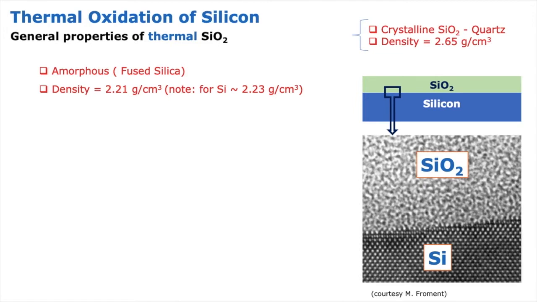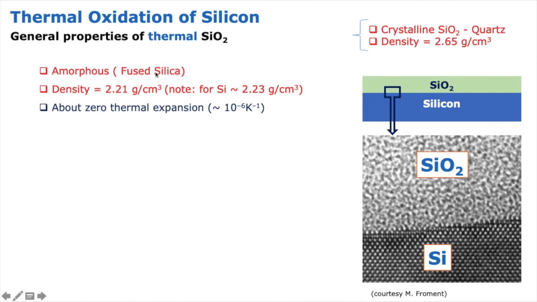Now there is also single crystal SiO2, which we call quartz, but quartz has a much higher density, which is even higher than silicon. So 2.65 gram per centimeter cube. This one is not amorphous. This is a single crystal silicon dioxide. Now what are the other properties of silicon dioxide?